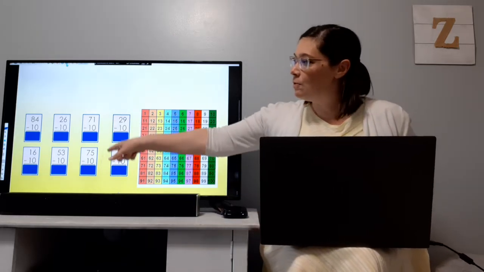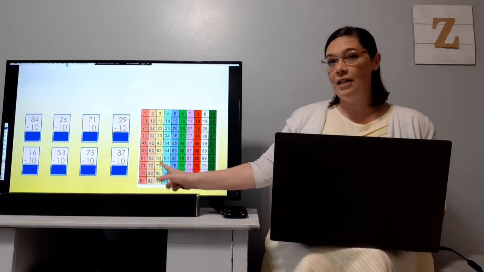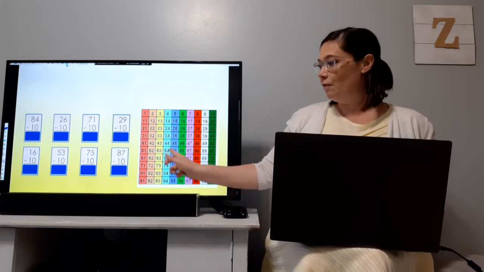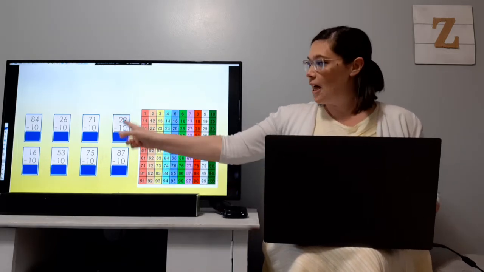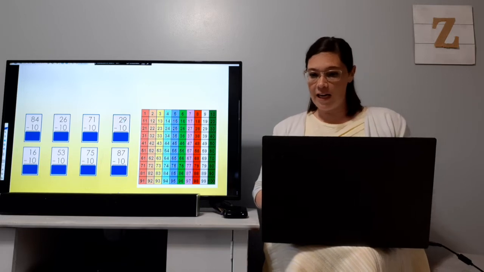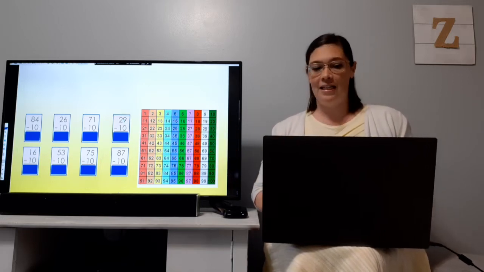Okay, so when we're subtracting from 10, remember that when we added from 10, we just counted down to the next group of 10s. When we subtract from 10, we go back up. So like for instance, this one here says 29 minus 10. Well, 29 is right here. 29 minus 10 would be 19.